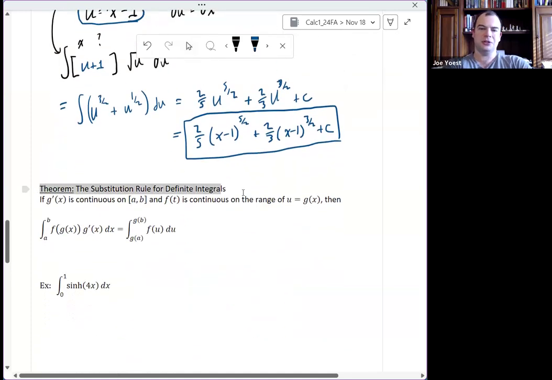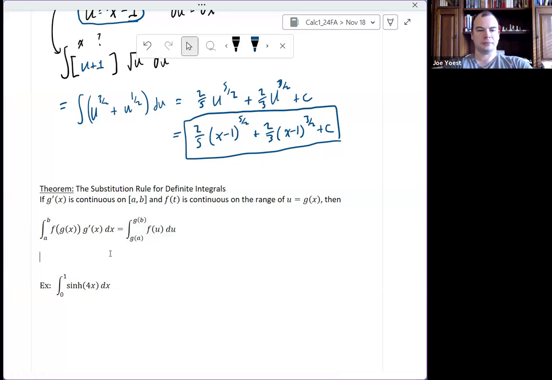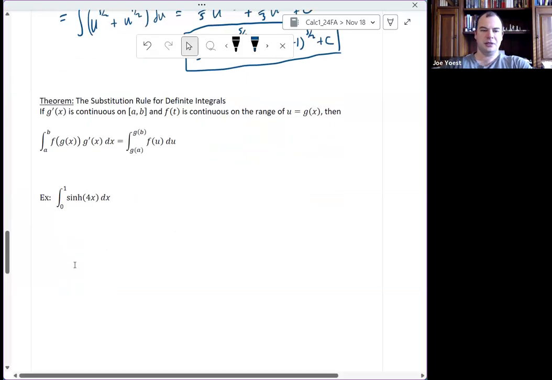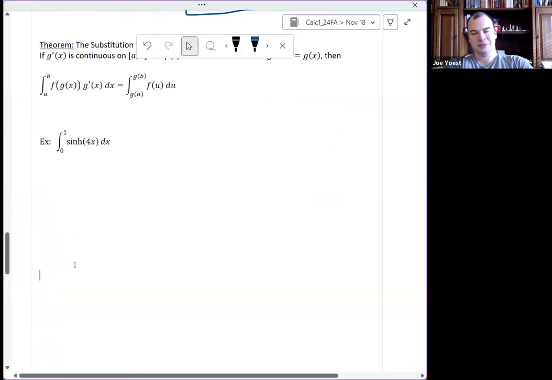Okay, we also have a substitution rule for definite integrals, and that is if g prime is continuous on the interval ab, and if f is continuous on the range of u equals g of x, then the definite integral from a to b of f of g of x times g prime of x dx equals the definite integral of f of u du, where the bounds are now going from g of a to g of b. So let's take a look at this in the context of an example.